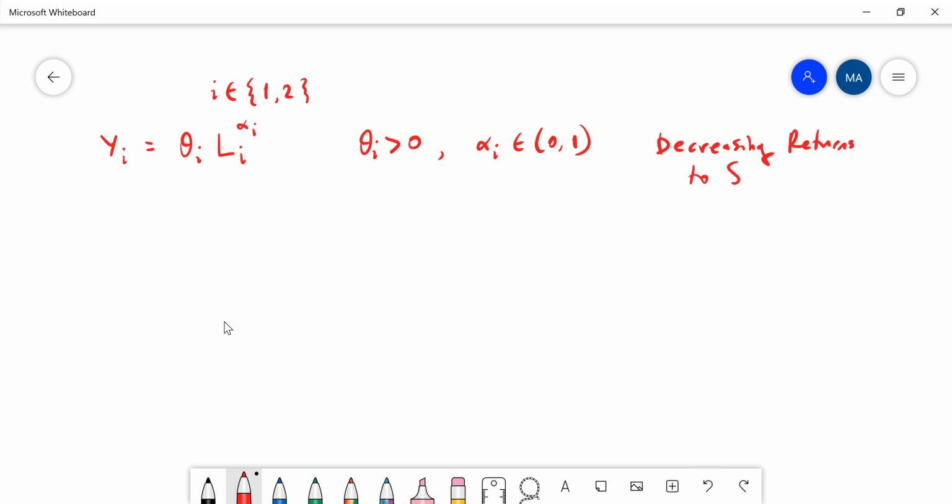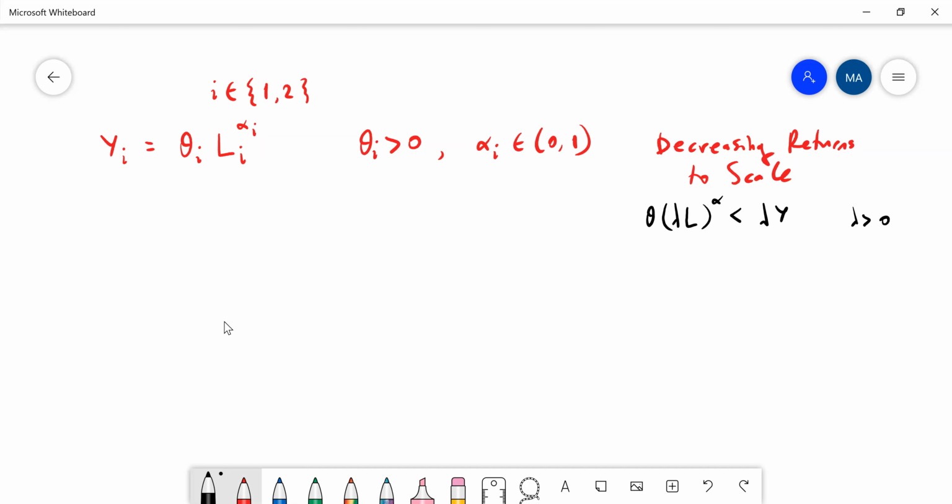Right? Because if you increase labor input by some amount, this will be less than lambda y, right? So this is decreasing returns to scale, and it is only because alpha is between 0 and 1. So there's a missing factor here, right?